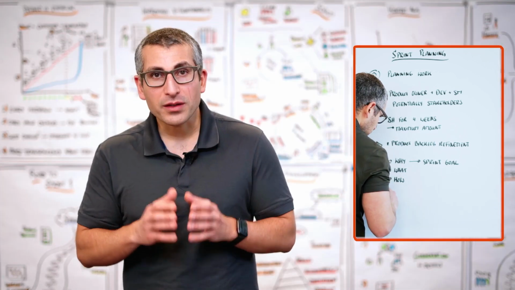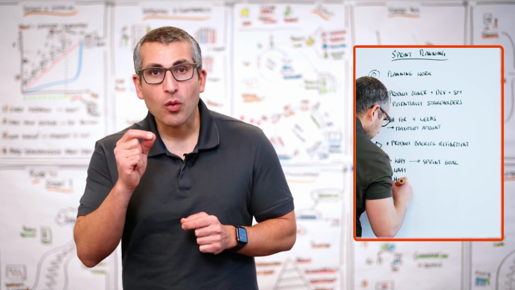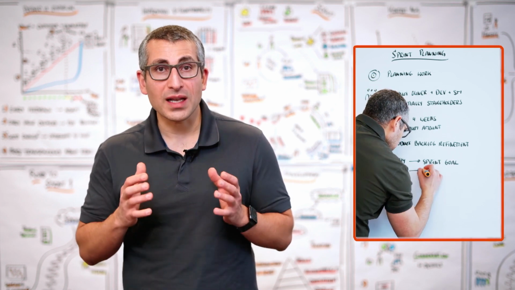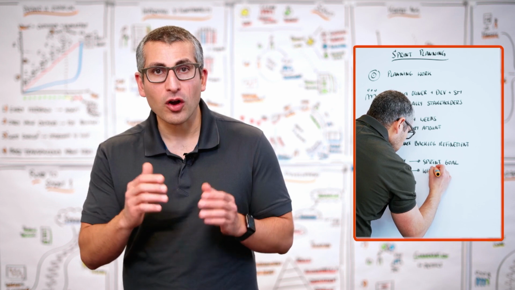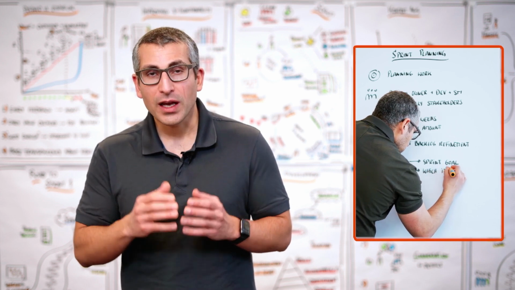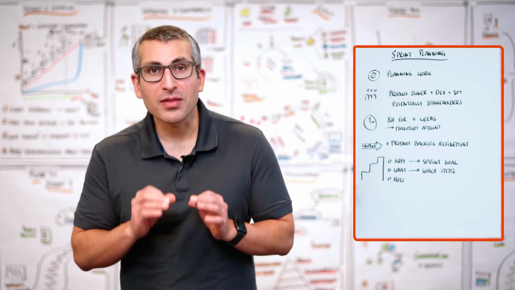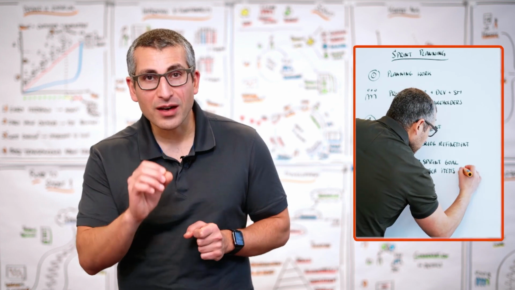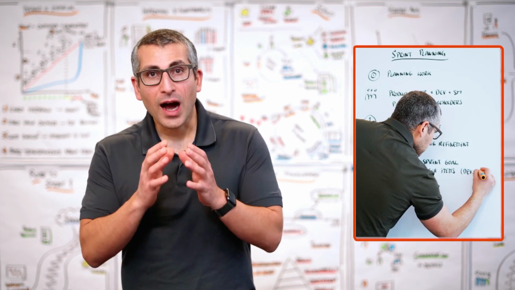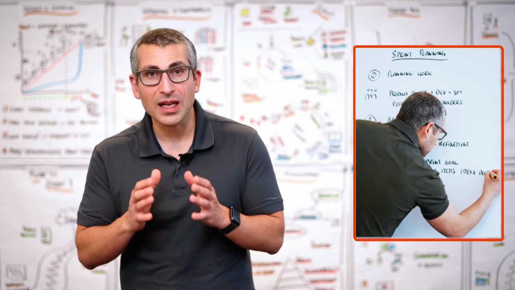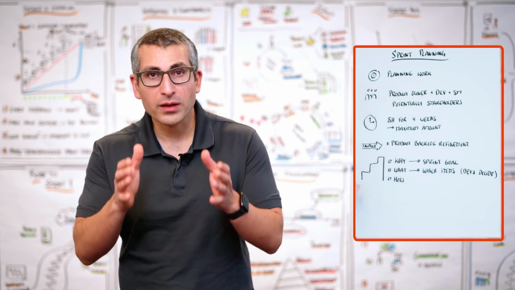The second part, the what, is all about which items are we going to select from the product backlog into the sprint backlog. When I say we, I mean the developers, because it is their decision-making authority how much work they believe can be done within one sprint.